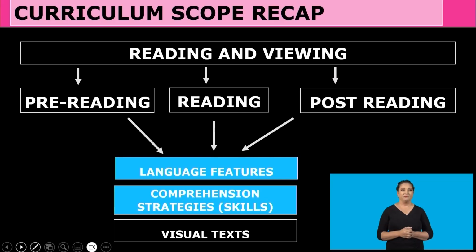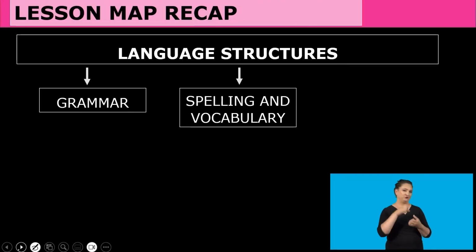Okay, so what have we focused on in this little segment? We looked at our language features and we looked at comprehension strategies. Now remember, the reason why we included the comprehension strategies is because you had to read the text that's going to appear in your question paper, and then understand that or add meaning to that before you can attempt the questions, and therefore we included the comprehension strategies there.